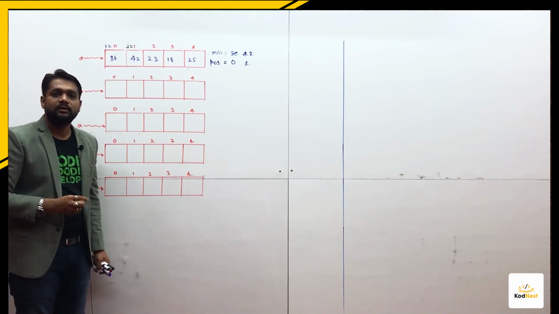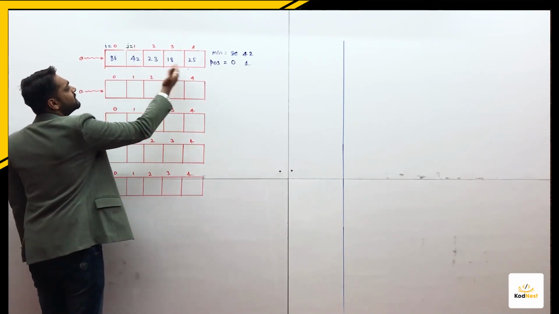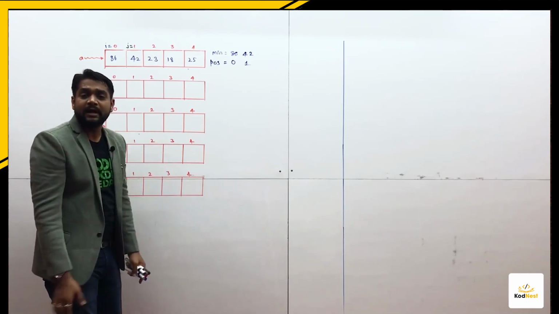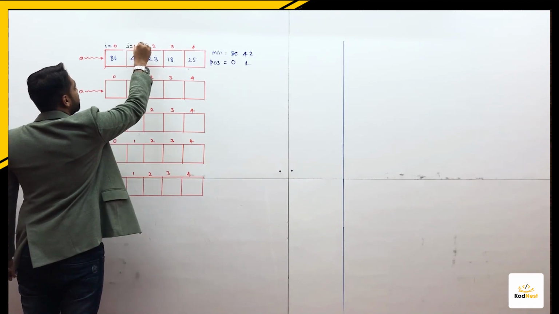Okay, sir, next what? Did we get the real minimum? Who knows? Many other elements are there. The real minimum might be ahead. So continue searching. J++, move J ahead.